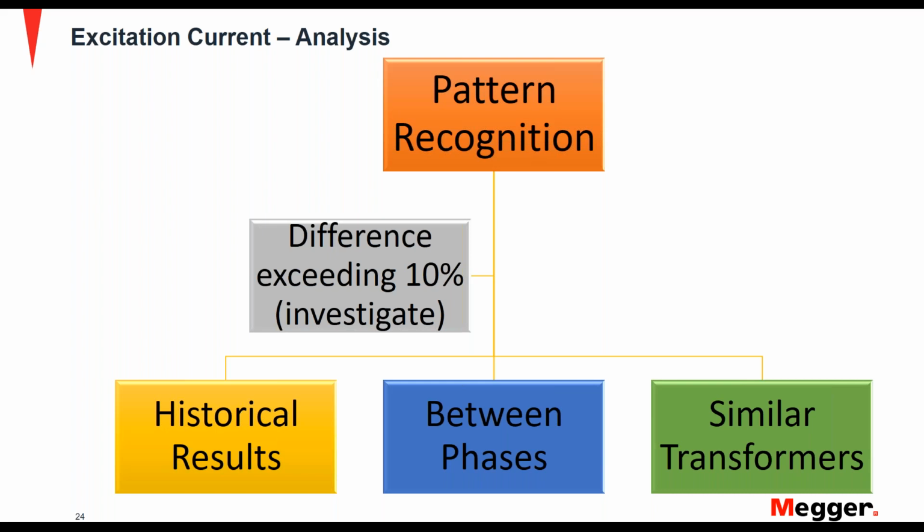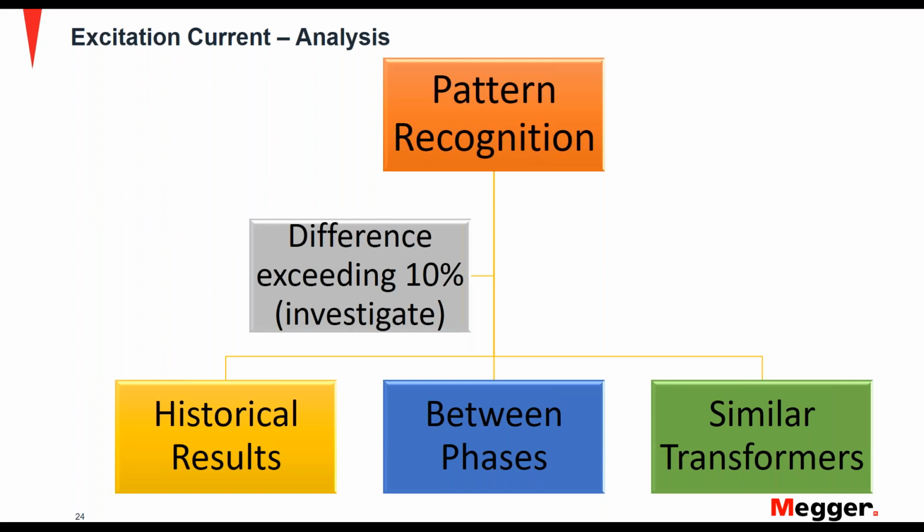The last type of comparison is between similar transformers. This is applicable in situations where you have two sister transformers. If you have two three-phase transformers that are used side by side, you can compare the excitation current values between those two transformers to determine any anomalies or to determine if there's an issue with either the transformer or the test setup. All these comparisons can be made to get a better understanding.